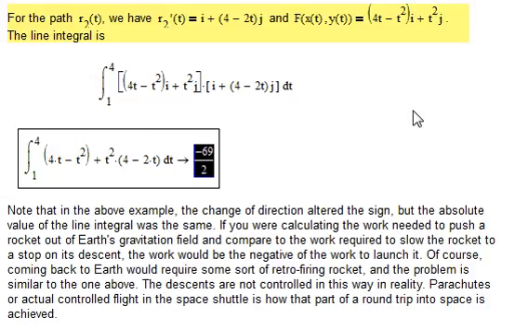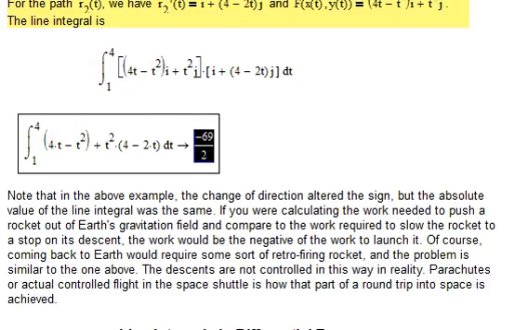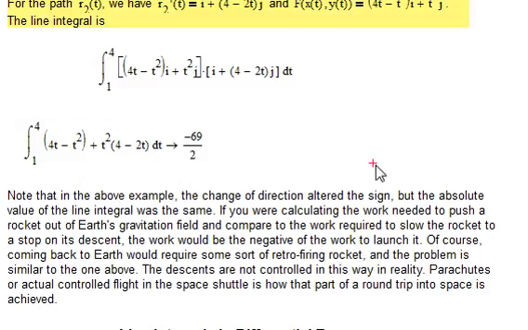Of course, coming back to Earth will require some sort of retro rocket, and the problem is similar to the one above, though the descents are not controlled in this way in reality. Parachutes or controlled flight in the space shuttle is now part of the round trip. And so actually with the shuttle it's done differently. The shuttle actually can fly, sort of.